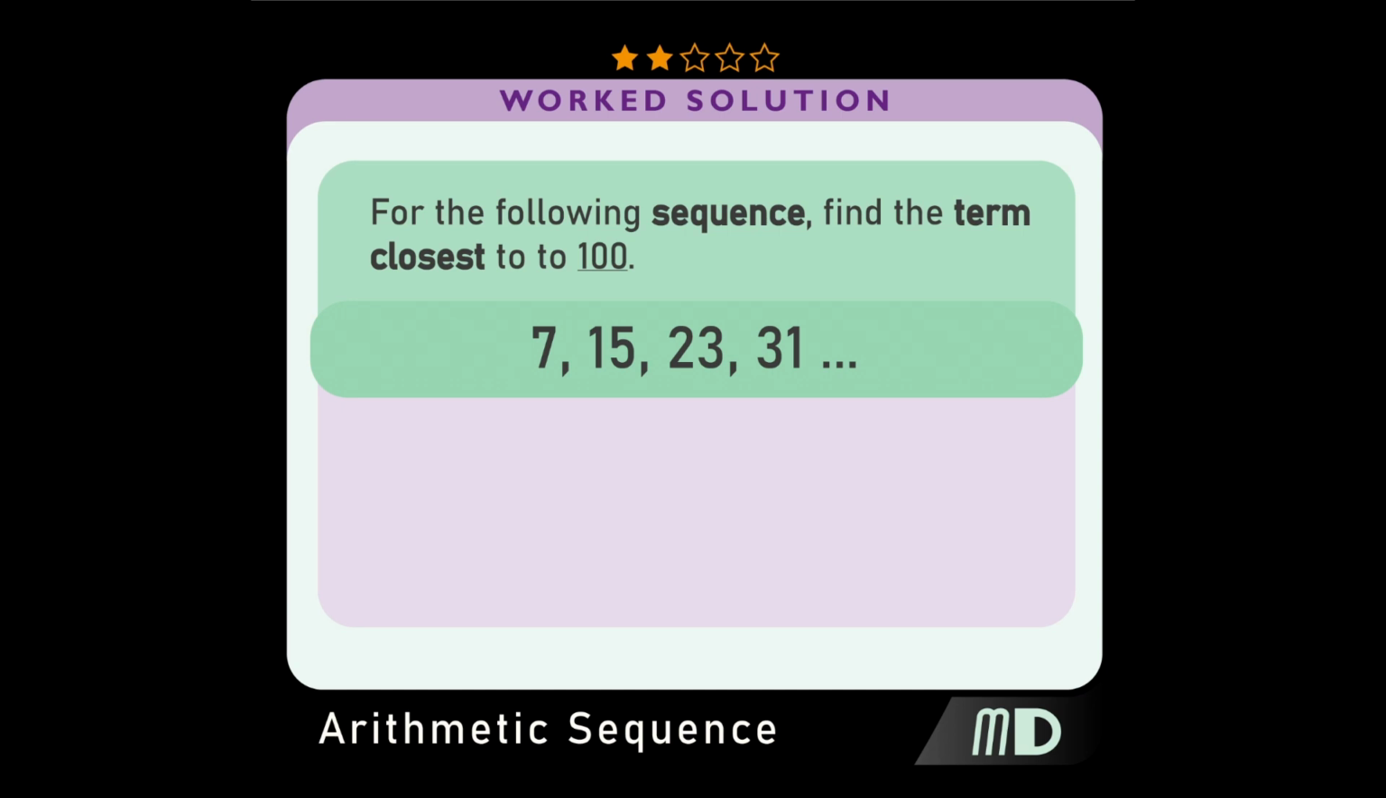Now in this video, we're going to answer the following question. For the following sequence, find the term closest to 100. And the sequence we've been given begins with the terms 7, 15, 23, and 31.